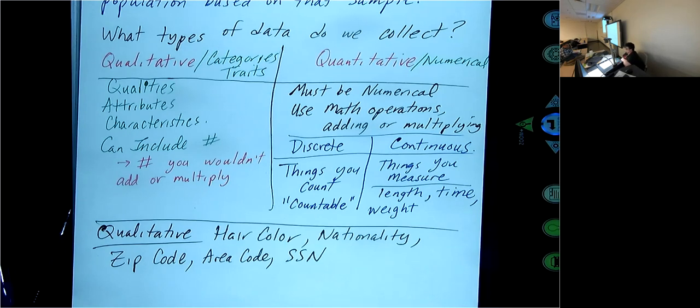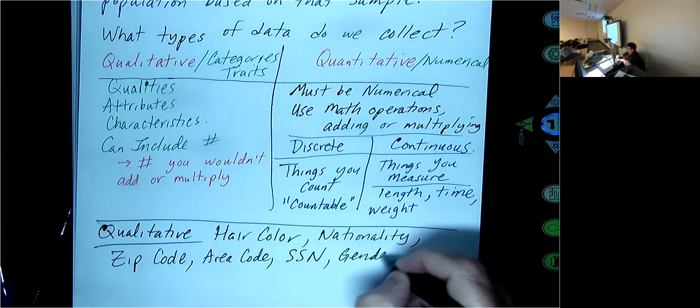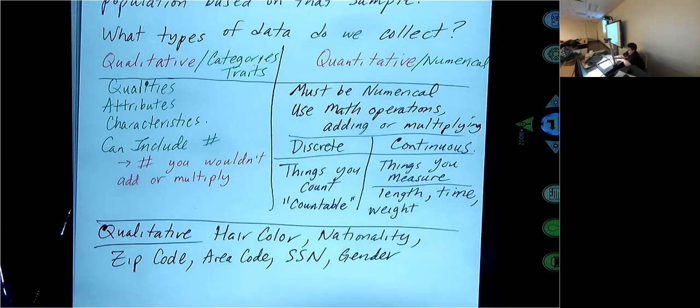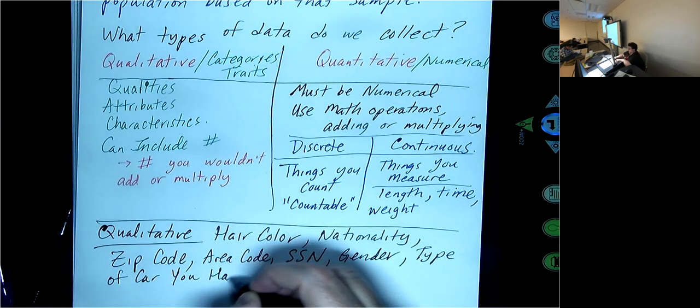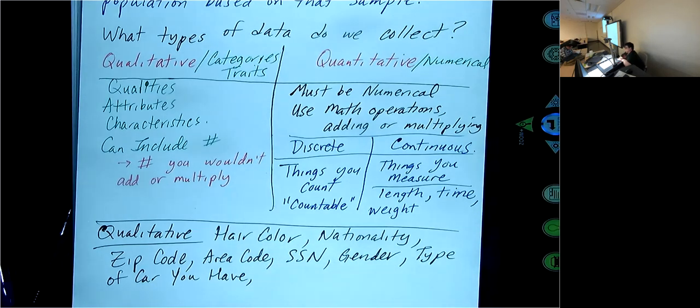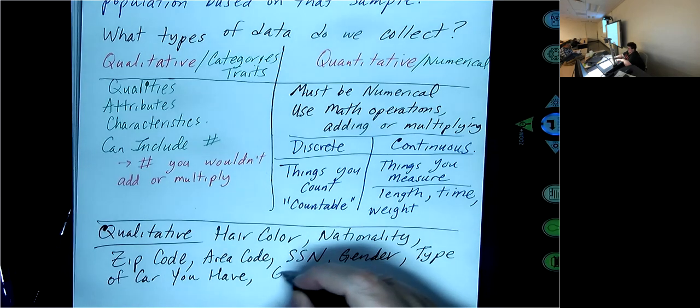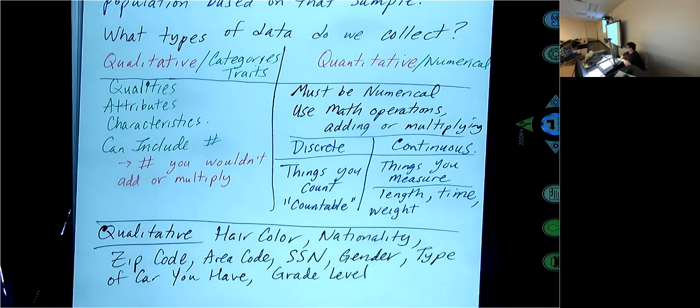What else we got? Gender. Type of car you drive, if anything. Another one that's got numbers but doesn't really make sense to add or subtract: what grade level you're in. Like if you're talking high school, freshman, ninth grade, 10th grade, they're numbers, but you don't add grades. Not really. They're more of a category. I guess you could, but no. Second grade plus third grade doesn't equal fifth grade. So that doesn't make sense to add them, right? If only that's how it worked.